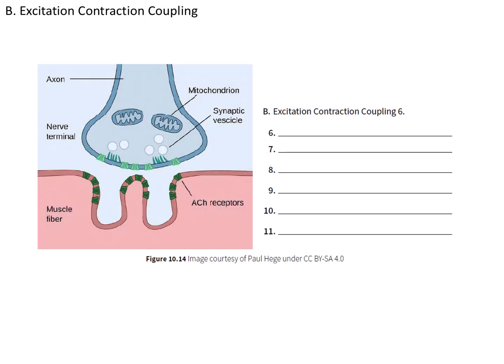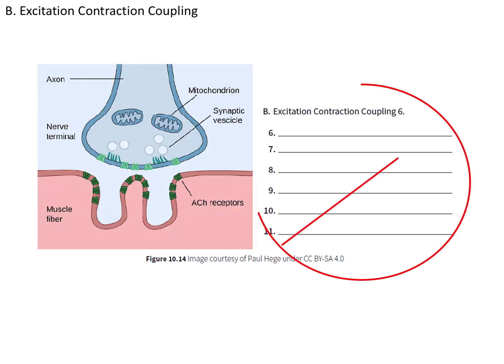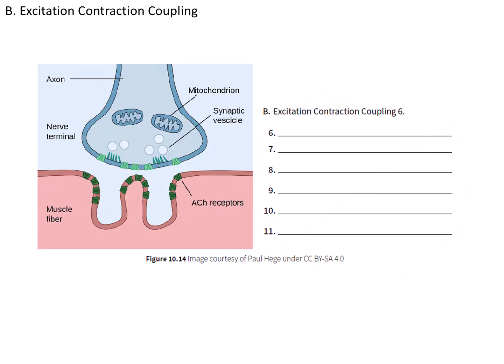Now we will talk about how the electrical signal triggers contraction of the muscle cell. This process is referred to as excitation-contraction coupling. We'll use this slide and the next one to describe the process. For now, just ignore lines labeled 6 through 11. You can use these later to review the entire process if you want to.